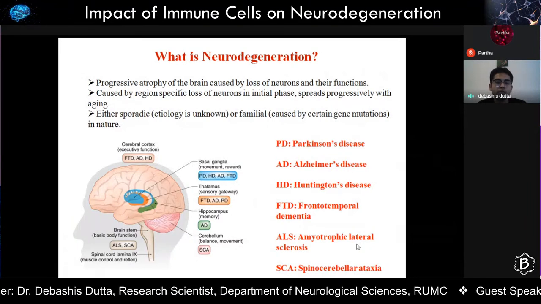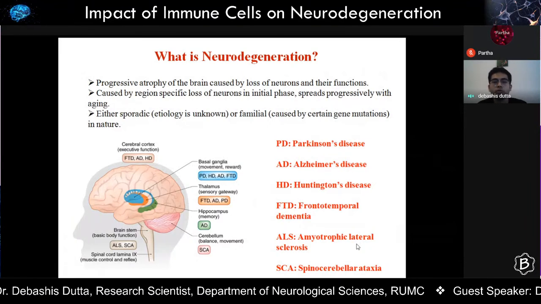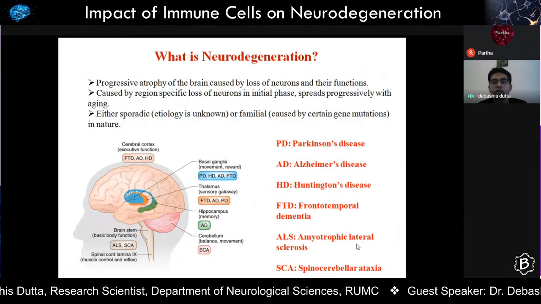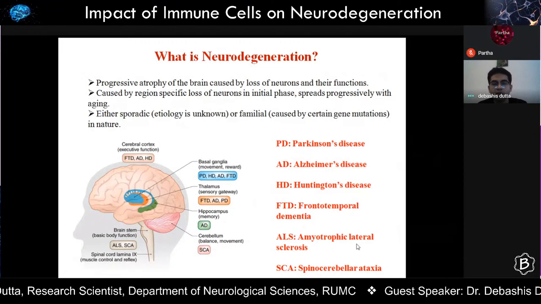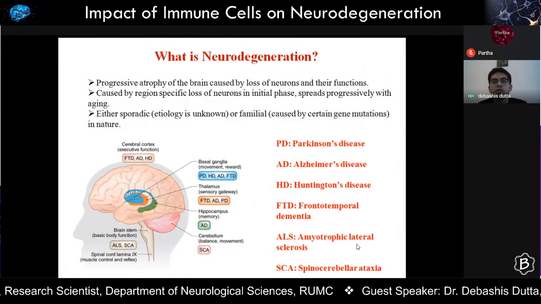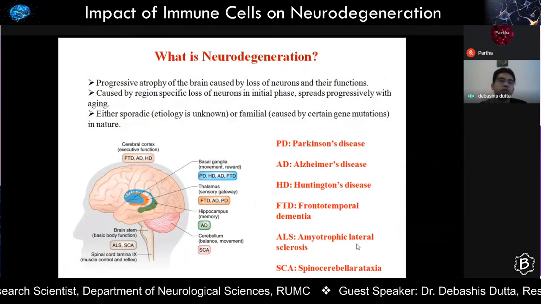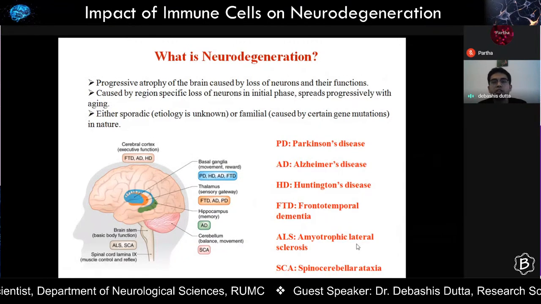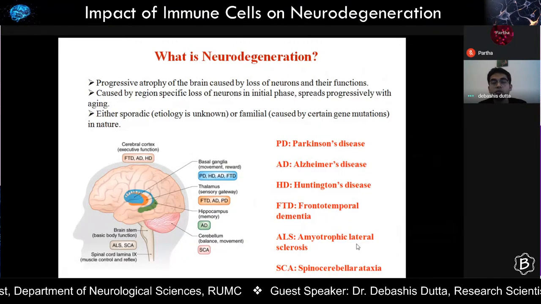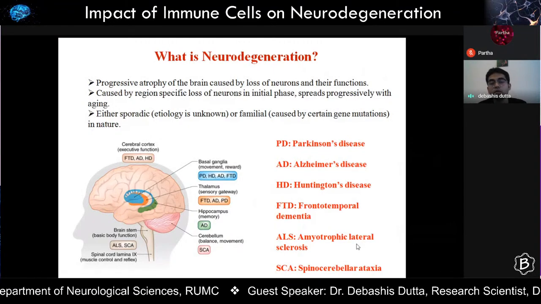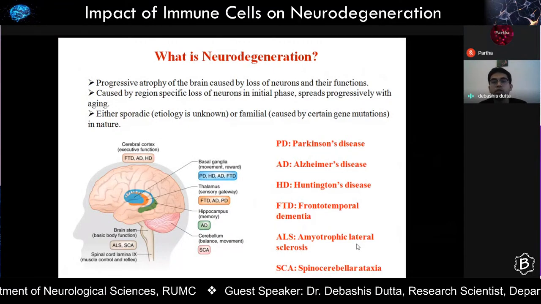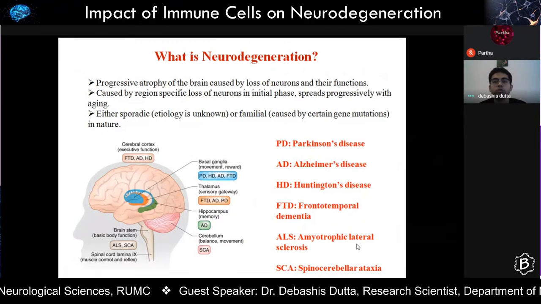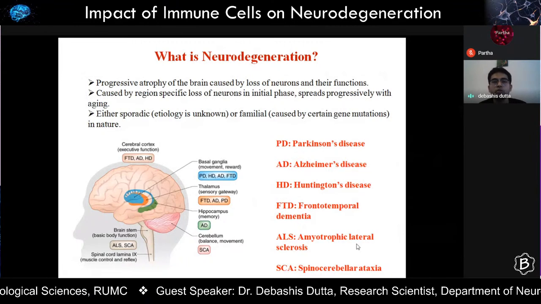So what happens is that a class of neurons, or a particular area's neurons, are lost in a progressive manner in the brain, and that causes the specific loss of function of certain areas of the brain, which is called neurodegeneration. It might start from some localized regions in the brain, but as the disease progresses, the pathology also progresses, and the loss of neurons progresses within the brain with time.